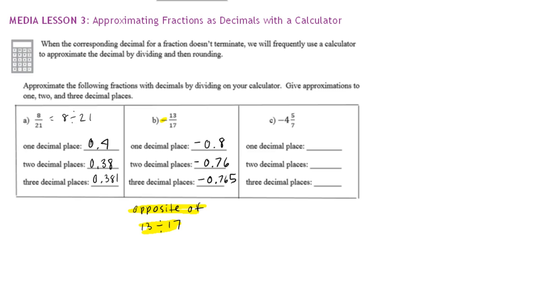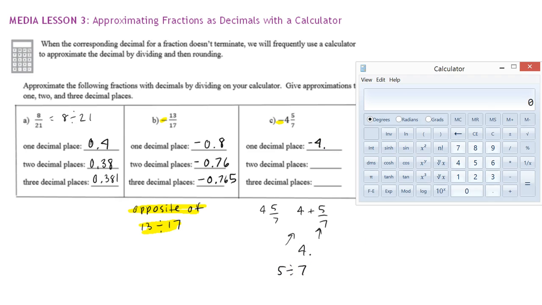And in this last example, notice we have a mixed number. It's negative. Okay? So we're going to use the same idea by keeping the negative sign and just working with 4 and 5/7. And remember that 4 and 5/7 means 4 plus 5/7. And this will be 4 and then whatever the decimal is for 5/7. So we can just find 5 divided by 7 and start with a negative 4 and then use the 5 divided by 7 to find the decimal.